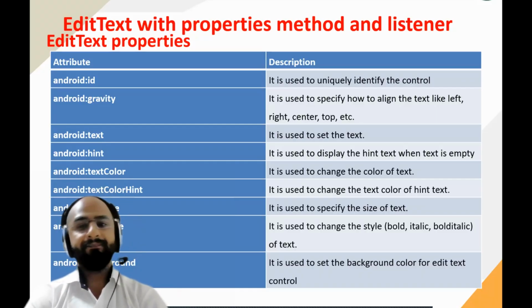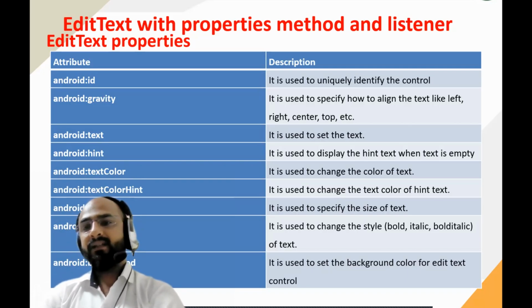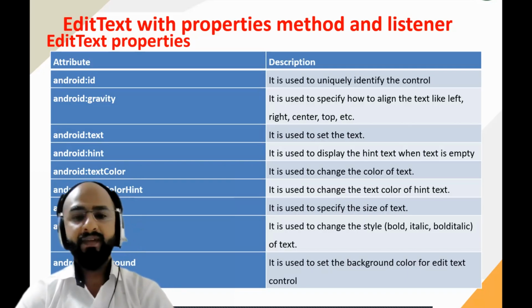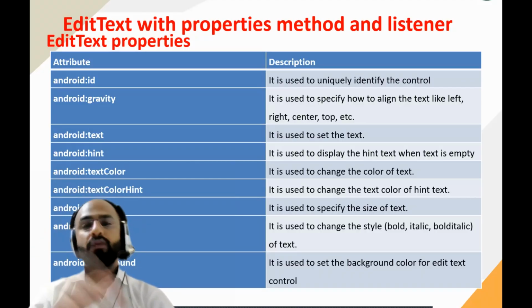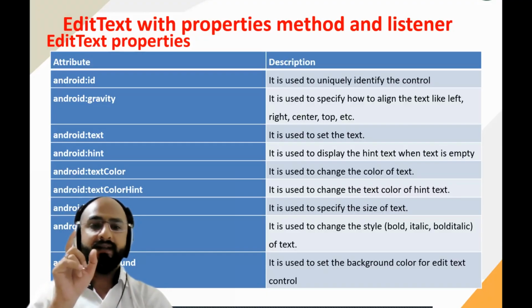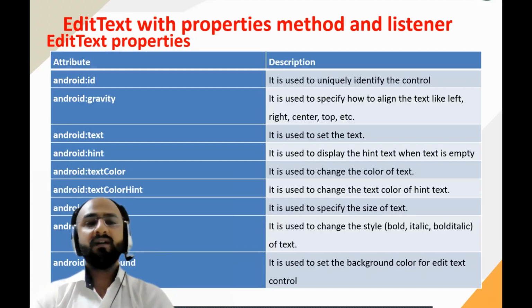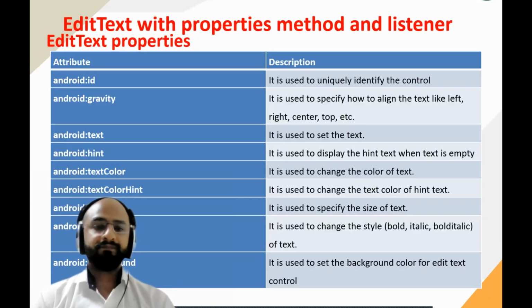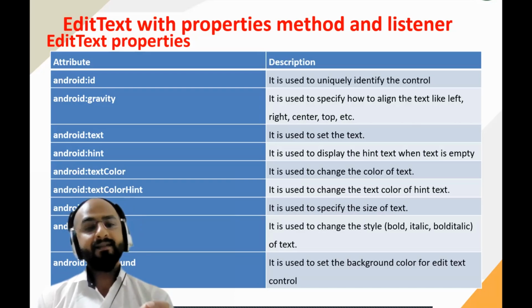Then android:gravity. It is used to specify how to align the text, like left, right, center, and top in the EditText. So suppose you have taken the EditText with full screen width. The text will be entered by the user, but the gravity of the text, meaning the alignment of that text, you can specify by using android:gravity. android:text is used to set the text onto the EditText. If you want to set any text onto the EditText, the text property will be used.